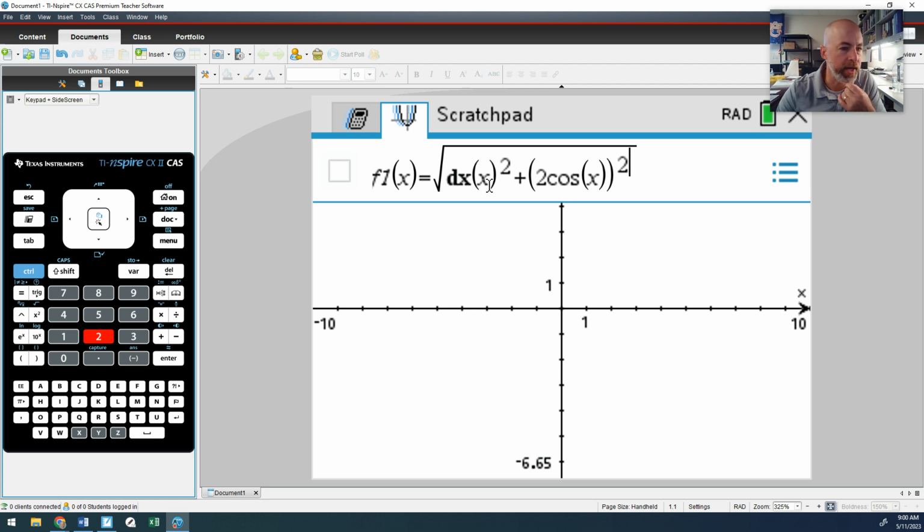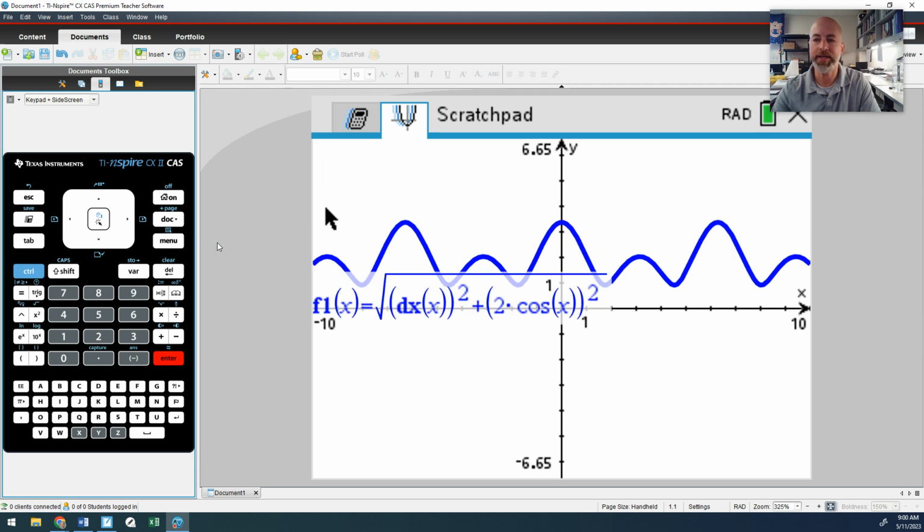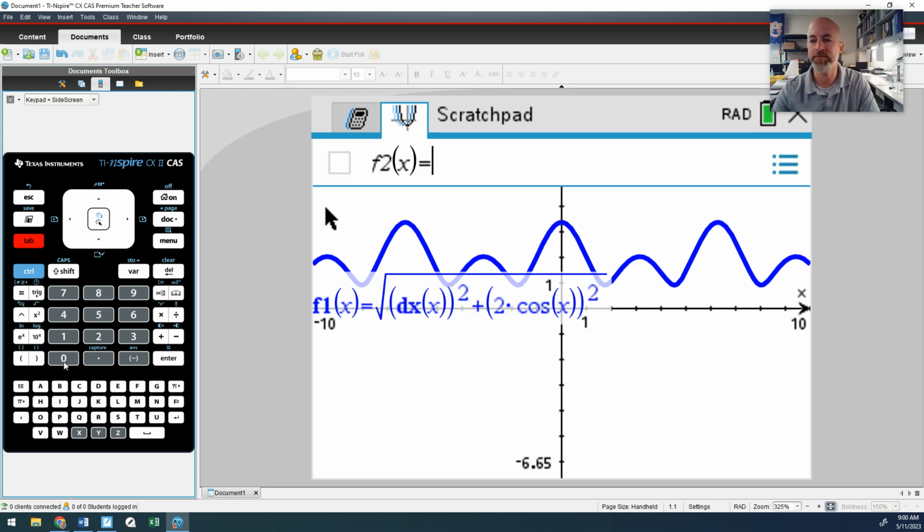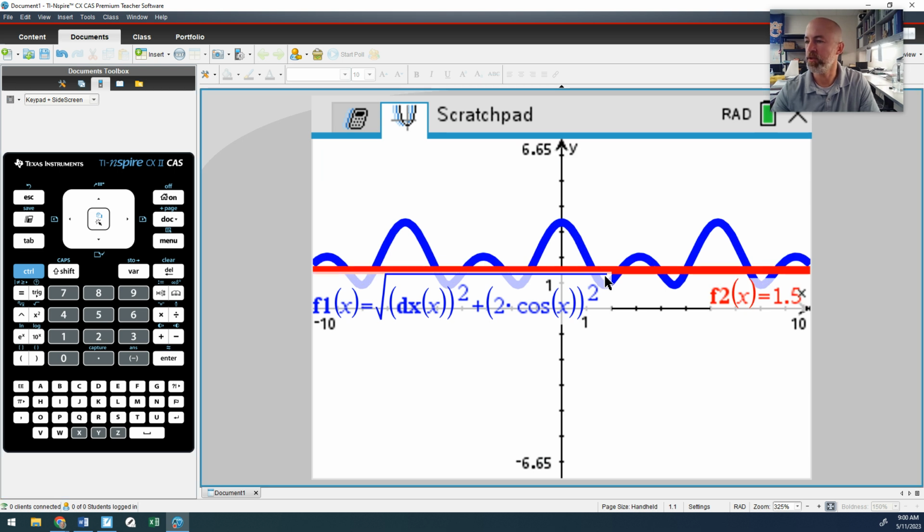So that's my x prime. I squared that. The derivative of 2 sine is 2 cosine. I have to use x's since I'm graphing in the calculator. That looks good. I'm going to graph that one, and then we need that to equal 1.5. So now I will graph the horizontal line, y equals 1.5, and it looks like this.